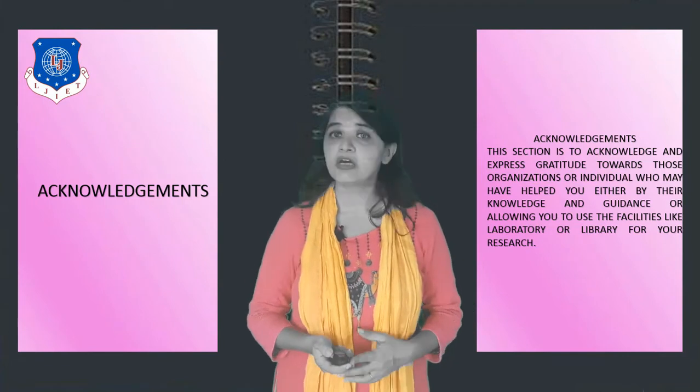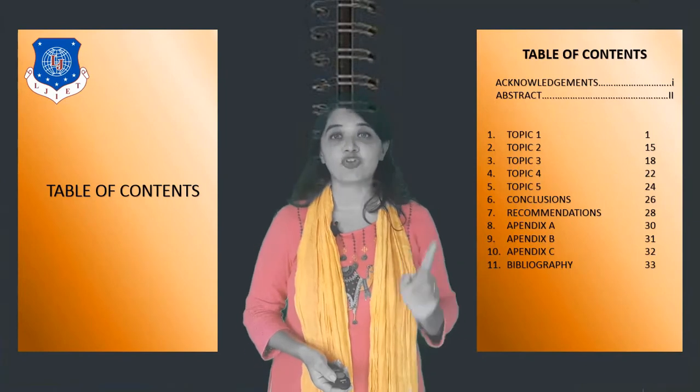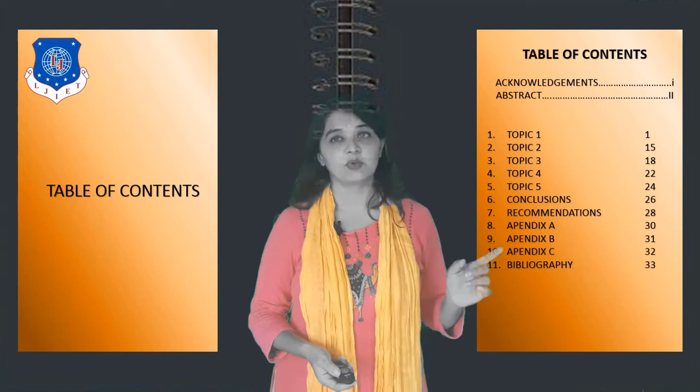So let us move on to the next one. So that is the table of contents. Now this is how the table of contents looks like. It is a list of all topics along with their page numbers and arranged in sequential order.